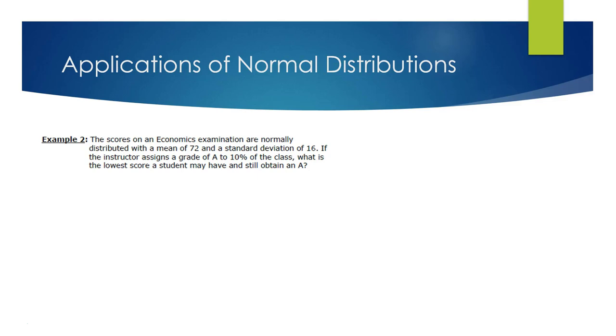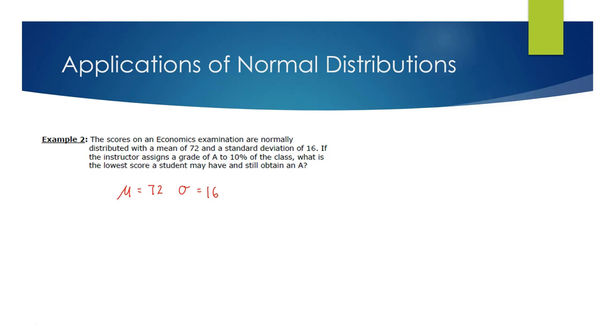So this one's a little different because here they're essentially giving us the probability that we would need to calculate, and they're asking us to find the score, the X value, ultimately. So basically, I'm going to work my way backwards from a probability to a z-score, and then from the z-score to a score. So I'm still going to use the fact that the mean was 72 and the standard deviation was 16.